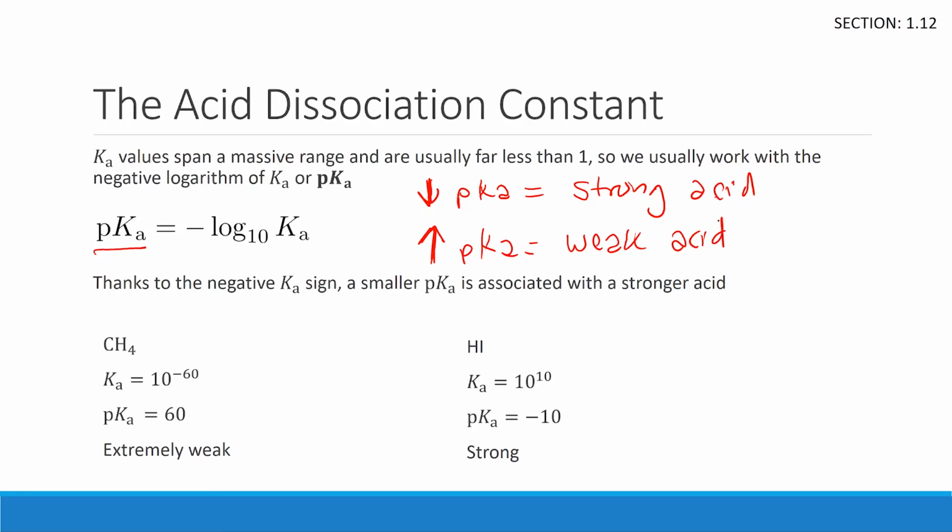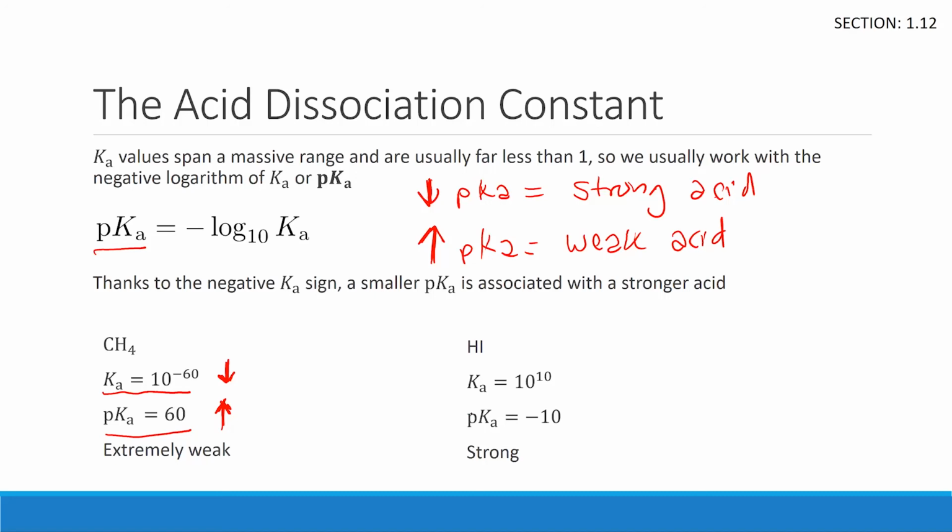So here's an example. If we just look at methane, CH4, its Ka is 10 to the negative 60. Whew. That is a very small number. 10 to the negative 60 is a very small number. It's 0.00000, etc. And its pKa is 60. So Ka is small, pKa is big. That is a weak acid.